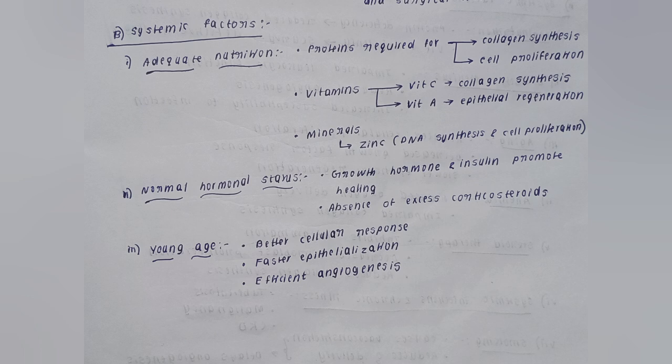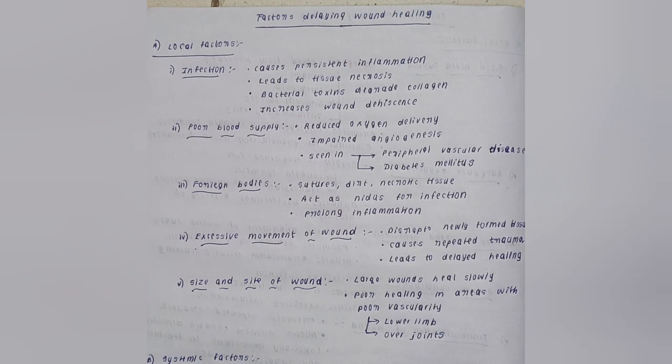And the third systemic factor that promotes the healing is young age, because in young age there will be better cellular response, faster epithelialization, and it will result in efficient angiogenesis. Next, coming to the factors delaying wound healing.